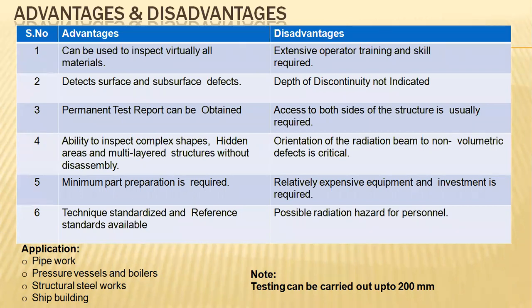Depth of the discontinuity is not indicated. That is one of the defects in radiographic testing processes. Access to both sides of the structure is usually required, so a single side is not at all possible in the radiographic process. And the orientation of the radiation beam to non-volumetric defects is very critical.